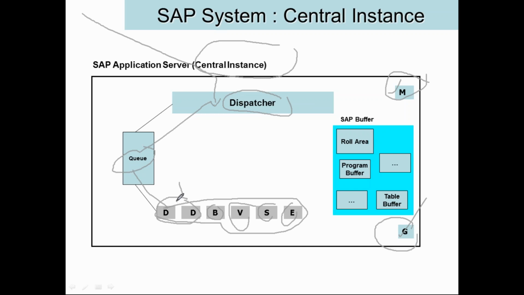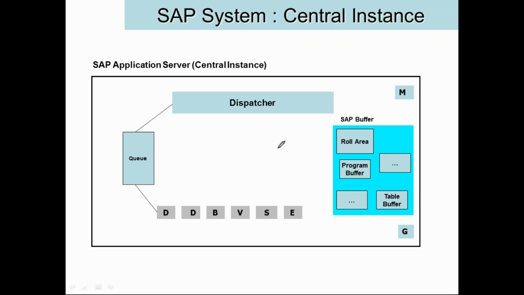D stands for dialogue, B stands for background, V stands for update, S stands for spool, E stands for enqueue. The next ones are M, which stands for message server, and G, which stands for gateway. These are the central services and central processes available in the SAP software.